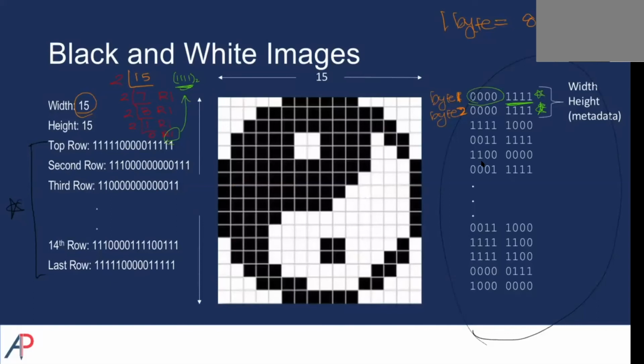That is our metadata. Now, after that, we can represent our rows as bytes as well, simply by concatenating everything, and everything would be a byte. So for example, this is our actual data for the pixels. 1, 1, 1, 1 would be from here. Then after that, we have 1, 0, 0, 0, so that would be 1, 0, 0, 0.